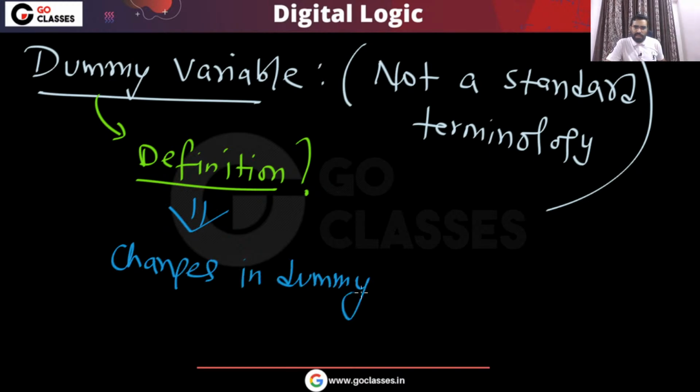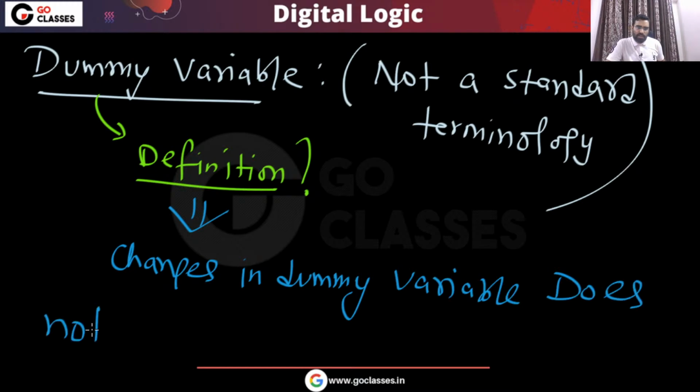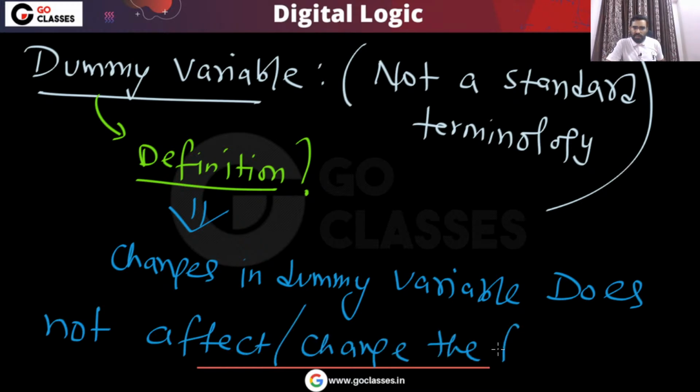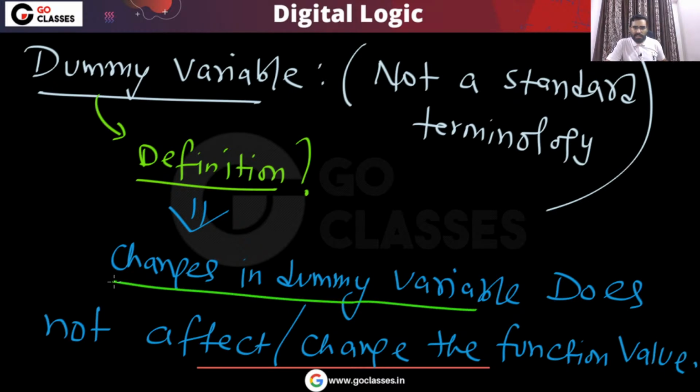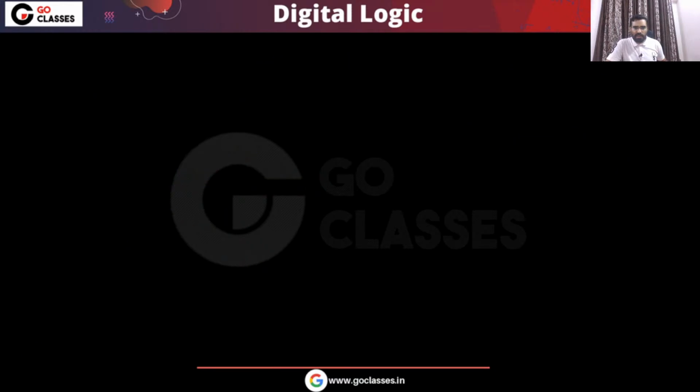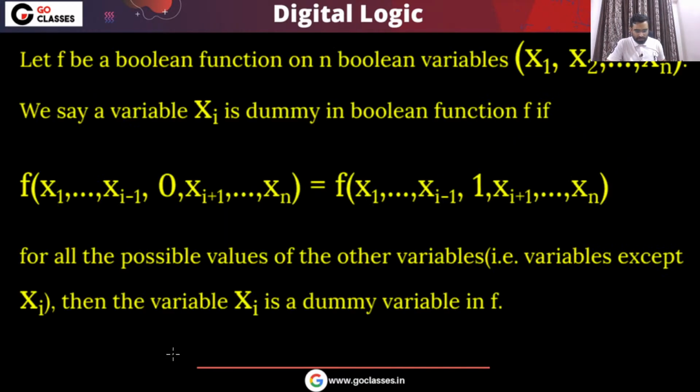If you change the dummy variable from 0 to 1 or 1 to 0, changes in dummy variable does not change function value. Does not affect or does not change function value. So this is the definition of dummy variable. It means that if you change the dummy variable, it does not change the function value. This is the definition of dummy variable.